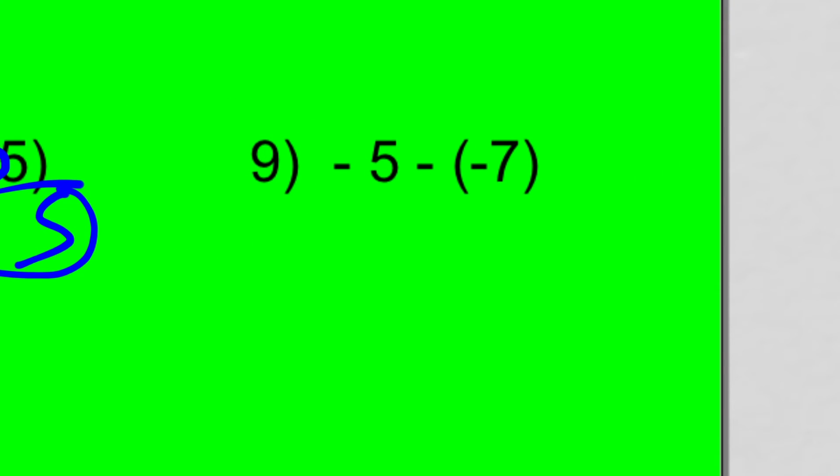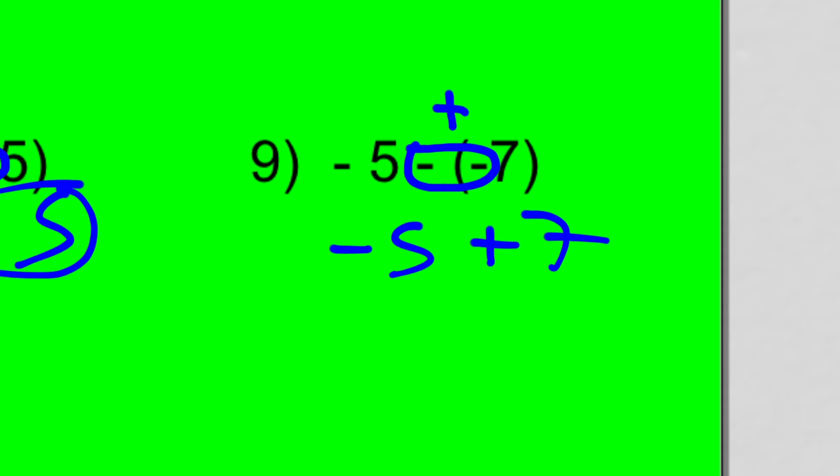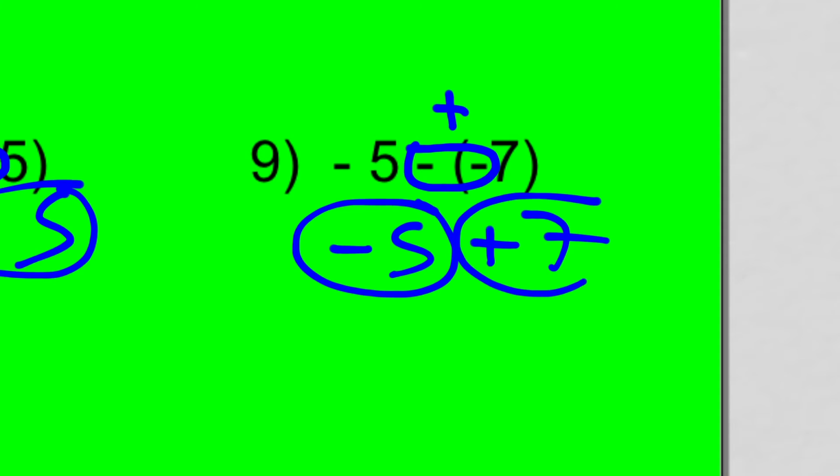Okay, and then negative 5, take away negative 7. Subtracting a negative is like adding a positive, so that's negative 5, positive 7. Treat it like an adding question now. The signs are different. It's negative 5, positive 7. You subtract. And since you have more positives, the answer is positive 2.